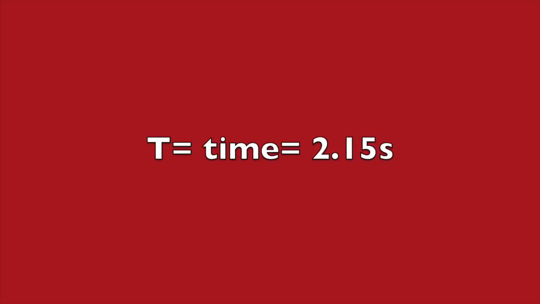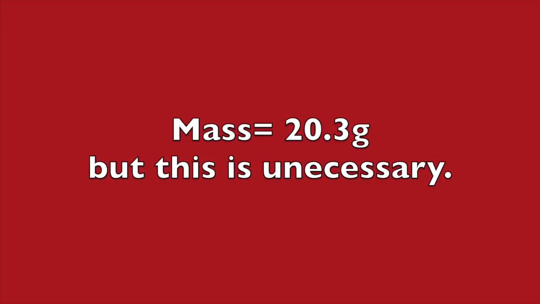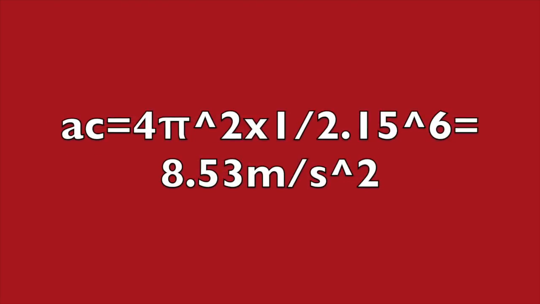T was equal to the time it took for the rope to do one full rotation, and this was equal to 2.15 seconds. And the mass was equal to 20.3 grams, but we don't need mass in this equation. So 4 pi squared multiplied by 1 meter over 2.15 seconds squared is equal to 8.53 meters per second squared. And this was equal to the centripetal acceleration of the experiment.